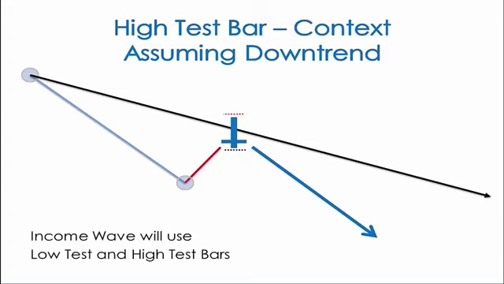Income Wave, one of those four trading systems again, is going to use high test bars on the way down, just like this chart here. And as I explained previously, it's going to use the low test bars in the upward trend for a buy signal.